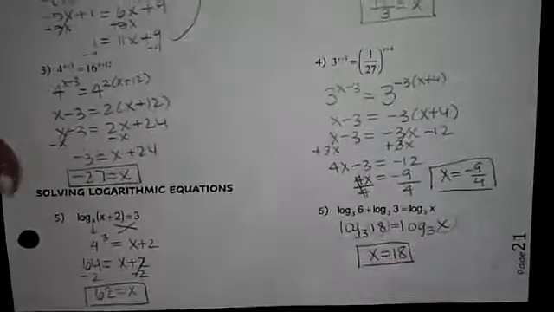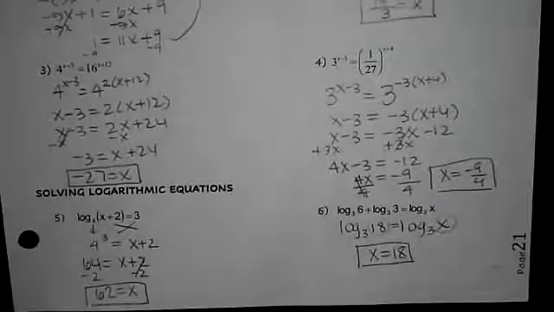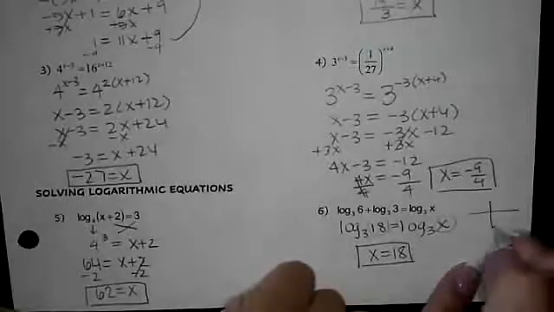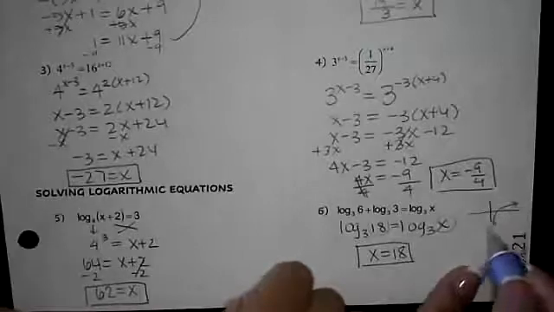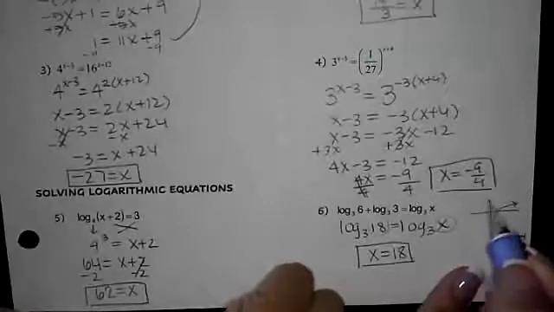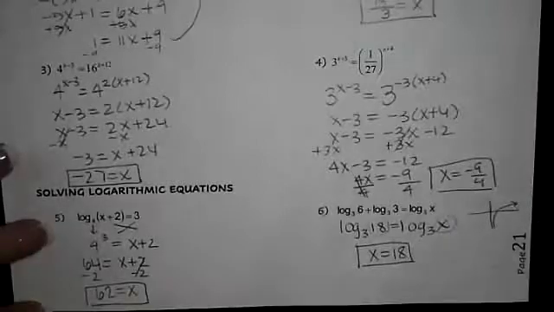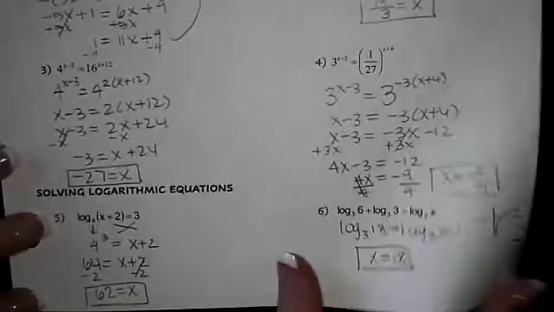Now with logs, you do have to verify that the argument is not 0 or negative, because remember, those do not exist. If you think back to the graph of the log, it looked like this. There are no negatives and there is no zero since that's my vertical asymptote. So the argument has to be positive in order for it to be a true solution. So this one here is a true solution. All right, we're going to try a couple more.